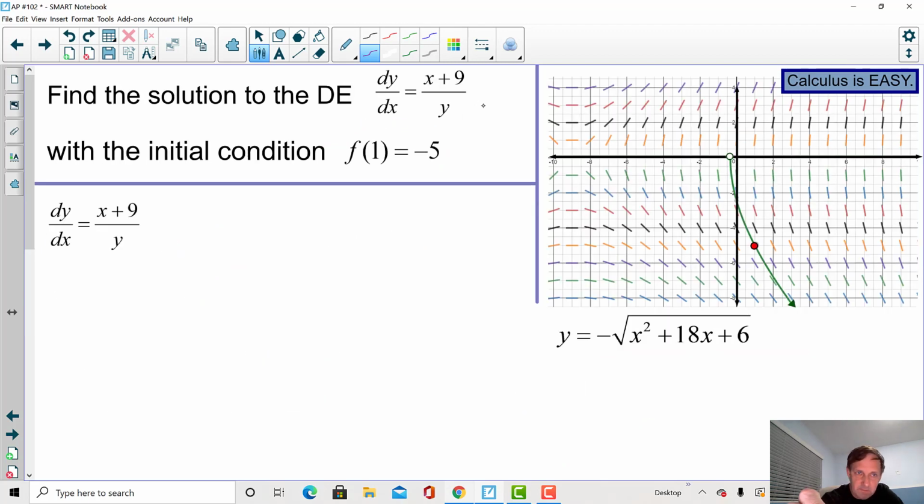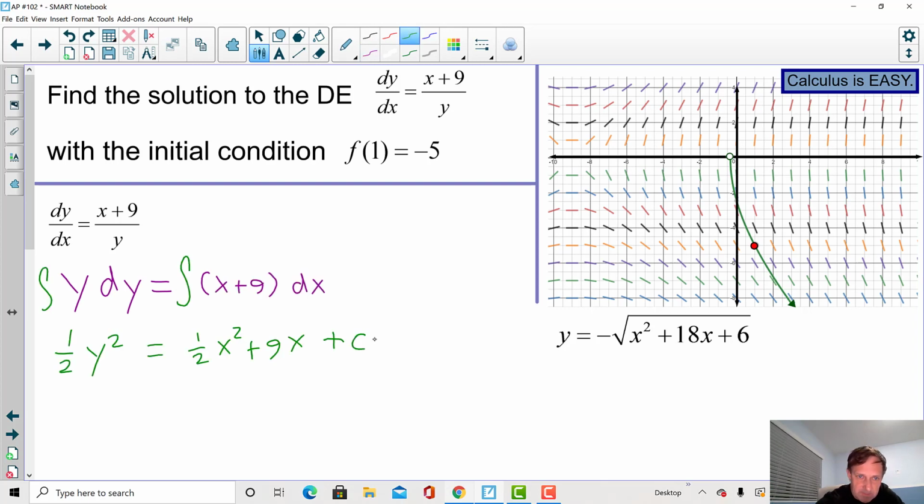Okay, similar kind of thing, solve for the differential equation. They do give you the initial condition. So our first step is to separate this. We want to get the y's on the left and the x's on the right. We're going to multiply by y, and we're going to multiply by dx. Then we can do the integral right away. We'll put the plus c on the right side.